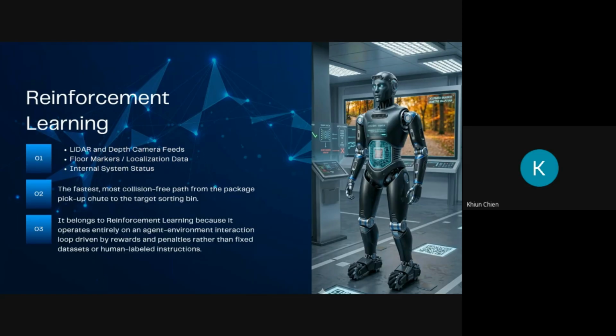And finally, why does it belong to reinforcement learning? It belongs to reinforcement learning because it operates entirely on an agent-environment iteration loop driven by rewards and penalties, rather than a fixed dataset or human label extraction. Over thousands of trials, the robot optimizes its choices to maximize its rewards efficiently, teaching itself how to master the warehouse flow. Next.